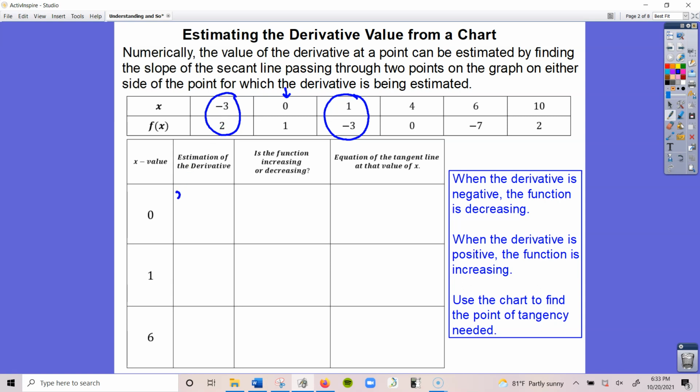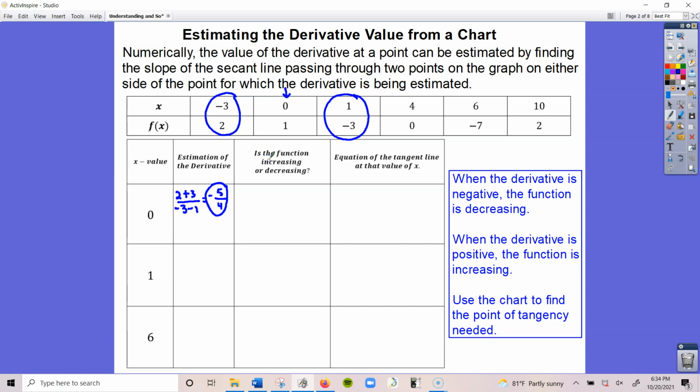So let's try that. Remember, these are my y's, these are my x's. So 2 minus negative 3 becomes plus 3 over x2, which is negative 3, minus x1, which is 1. And what we end up with is 5 over negative 4. So negative 5 over 4 is my estimate for the derivative.